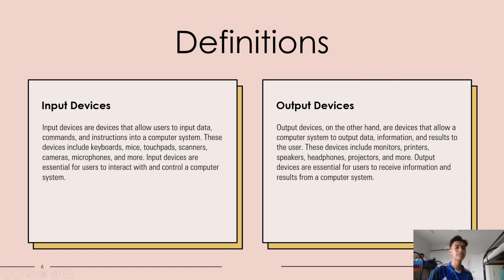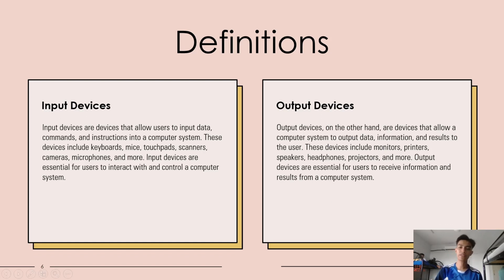For input devices, we know them as devices that allow users to input data, commands, and instructions into a computer system. These devices include keyboards, mice, touchpads, scanners, cameras, microphones, and more. Input devices are essential for users to interact with and control a computer system.